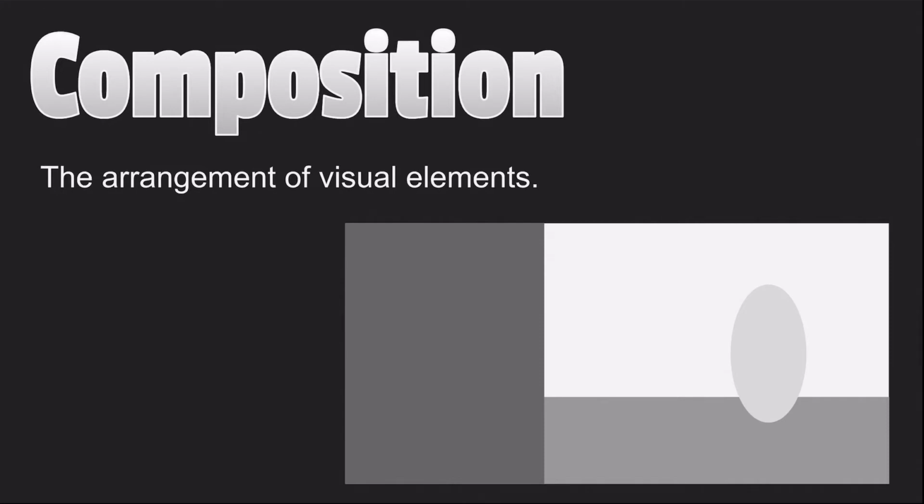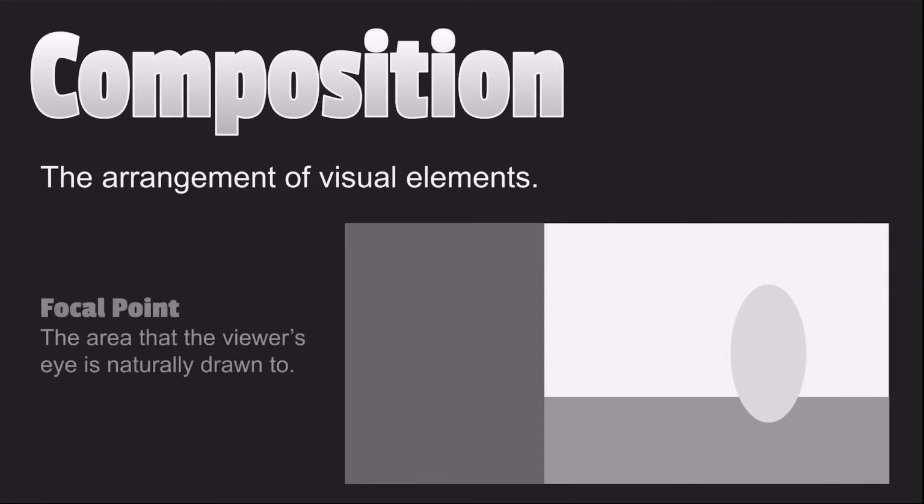Composition is the arrangement of visual elements. It is very important to create a visually appealing work of art. A good composition has a focal point and can move the viewer's eye around an image. There are infinite types of compositions you can create, but there are guidelines to help you create the best one possible. I will be using famous paintings as examples.